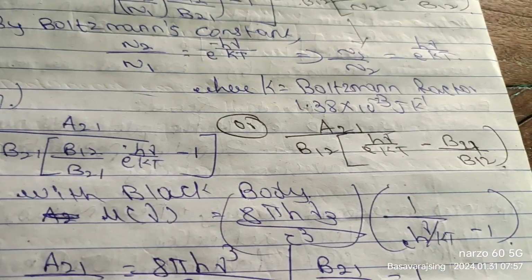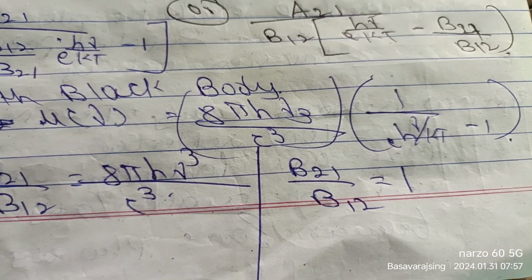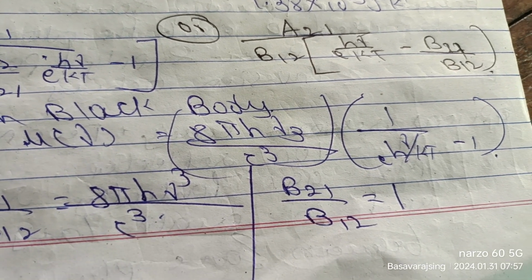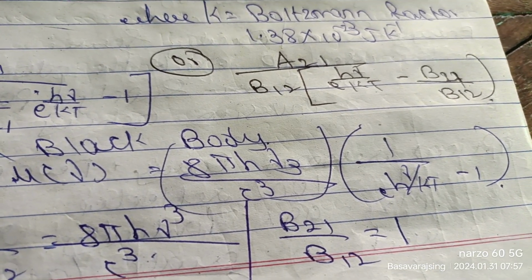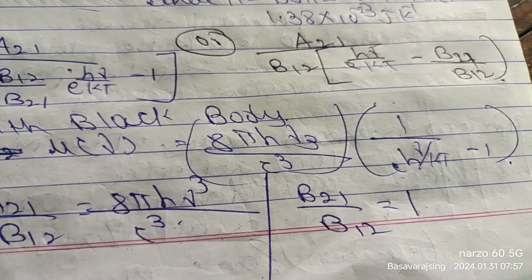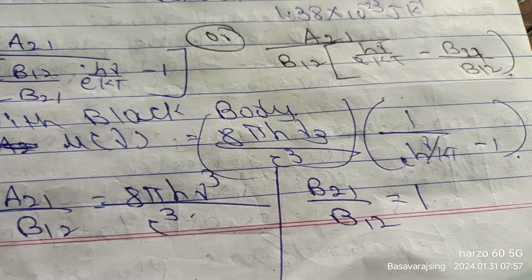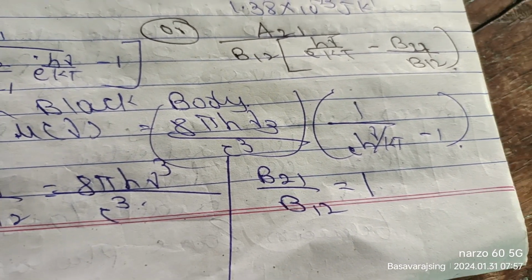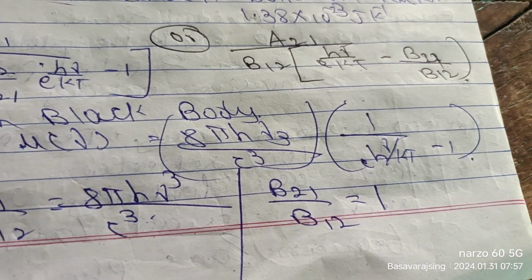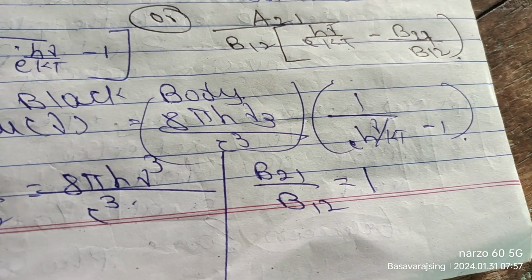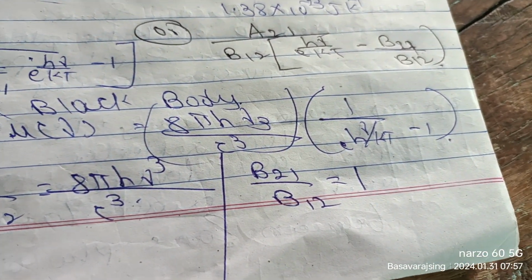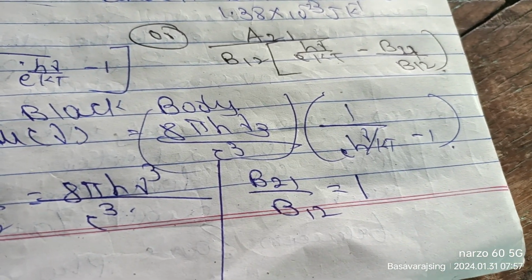Next, compare this equation with the black body equation, mu of nu equal to 8 pi h nu cube by c cube into 1 by e power h nu by kT minus 1. By comparing these two equations, we come to know that A by B, here we take A21 by B12 as A by B, is 8 pi h nu cube by c cube. Next, e power h nu by kT is the same. Here the factor B12 by B21 equals 1. Here we also conclude that B21 equals B12.